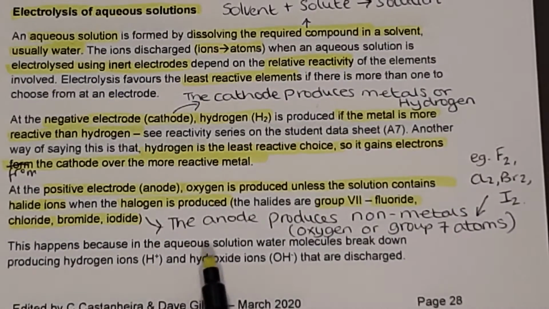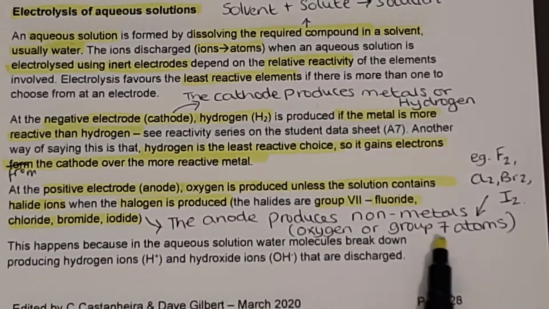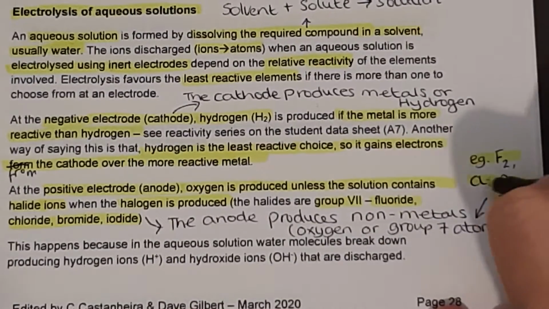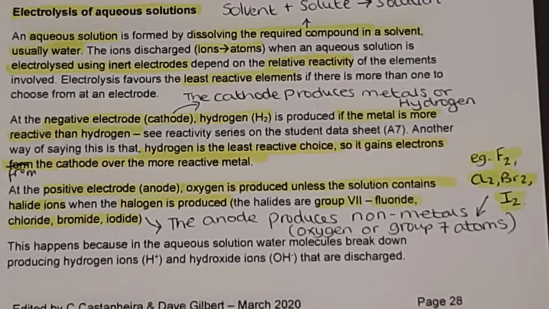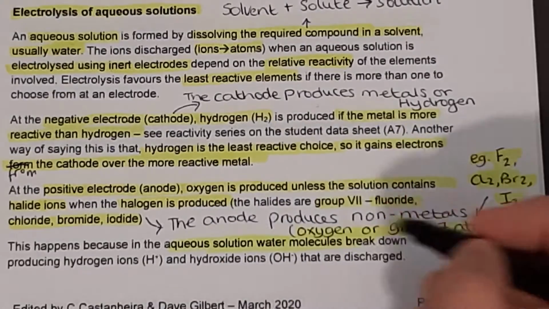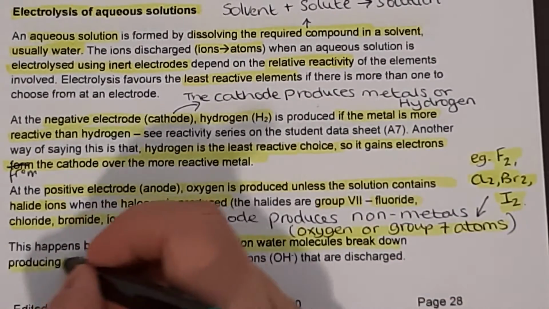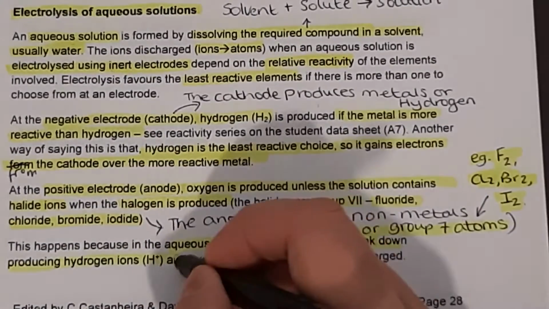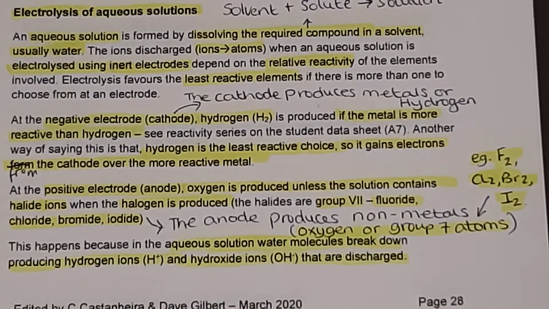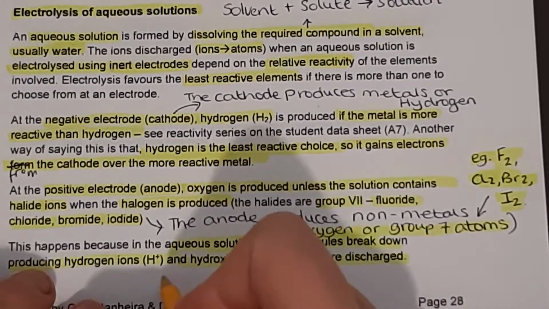Okay, so as I said, the anode produces the non-metals, oxygen or group 7 atoms, and we're given some examples of these group 7 atoms as they would be written down in their formula. This happens because the water molecules in the aqueous solution break down, producing hydrogen ions, H+, and hydroxide ions, OH-, that are discharged. So we'll write an equation to show this.